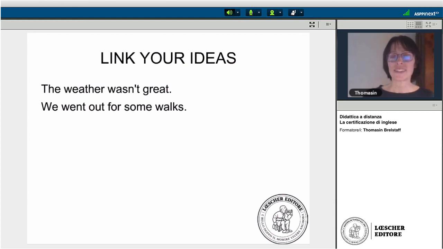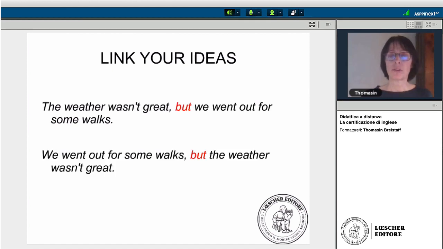The weather wasn't great. We went out for some walks. Now these two sentences are in contrast because usually when we go for a walk, we like to have nice weather. At least I do. Even though I'm English and I'm used to walking in the rain, I prefer it when it's sunny. So on a simple level, we can put it together like this. The weather wasn't great, but we went out for some walks. Or we went out for some walks, but the weather wasn't great.